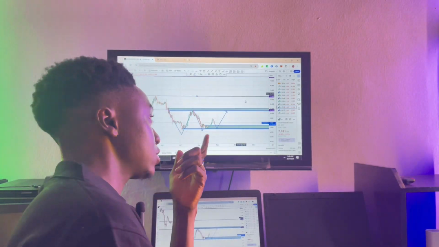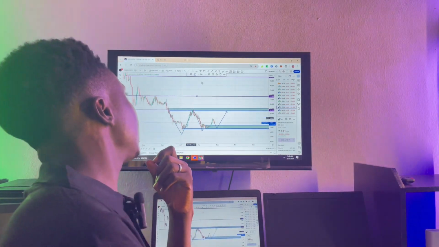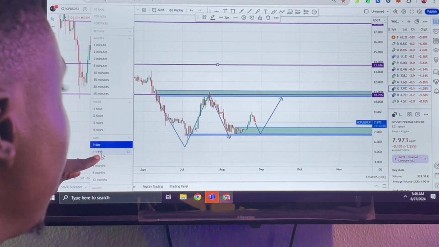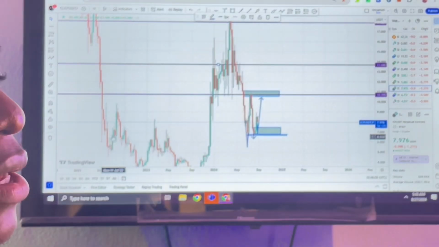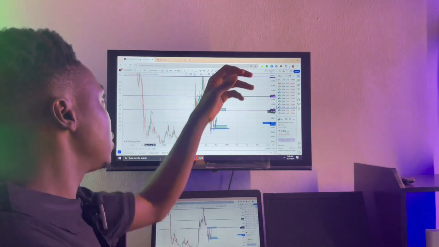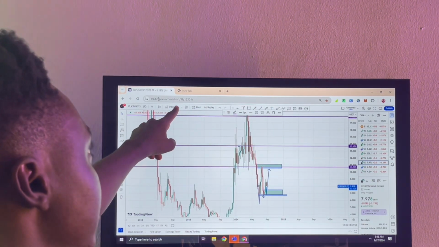Support and resistance actually means. So right now, I start from the weekly time frame. So you have to go to the weekly time frame. And the platform I use to do my analysis is TradingView, which is what you are seeing here.